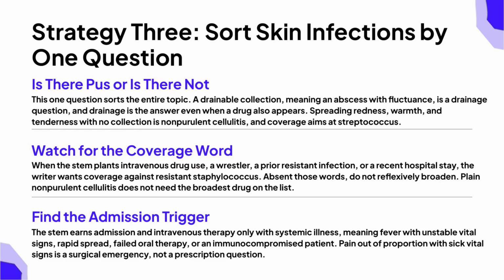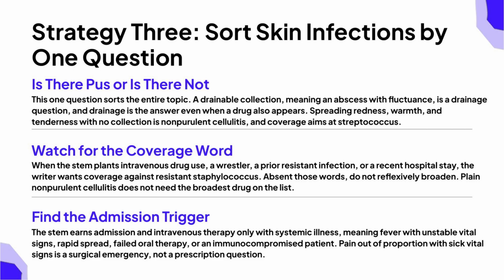That trips people constantly. Spreading redness and warmth with no collection is non-purulent cellulitis, and coverage aims at streptococcus. Second, watch for the coverage word. Intravenous drug use, a wrestler, a prior resistant infection, or a recent hospital stay means cover resistant staphylococcus. Absent those words, do not reflexively broaden.